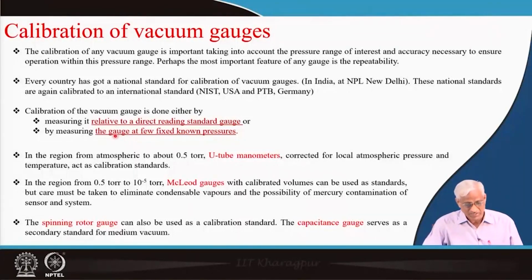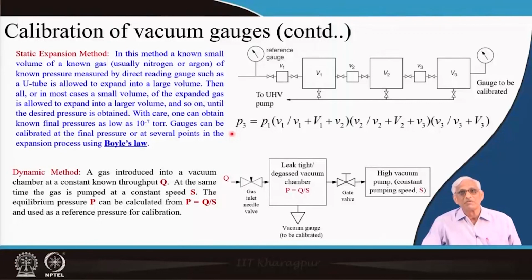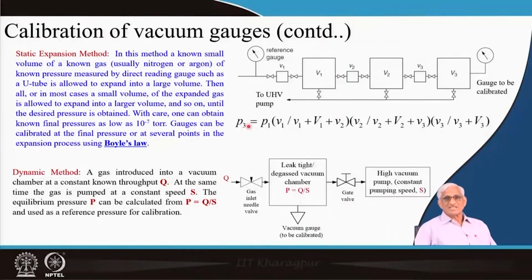That is one way of doing it. Other gauges are calibrated at fixed known pressures. This is becoming very important, and these are maintained by the national facilities in every country. We will see how they are made. This is the last slide, but a very important slide for you. There are two methods, one called the static expansion method and one a dynamic method. These are fundamental methods, time and space invariant; whether you do this experiment in India or America, it is the same.